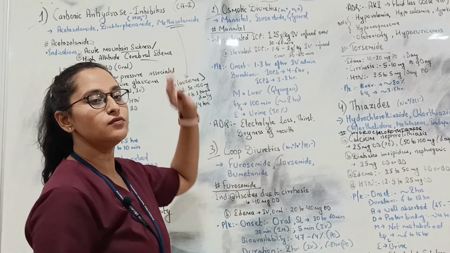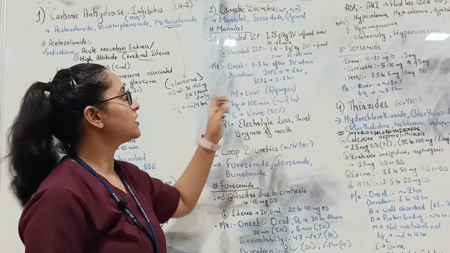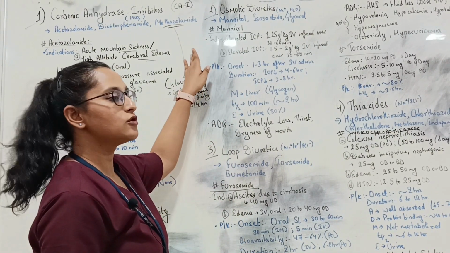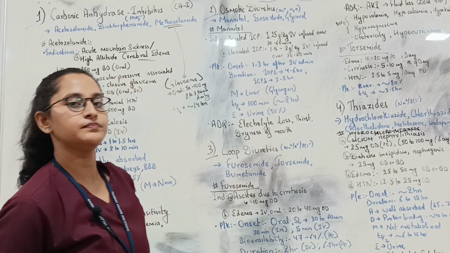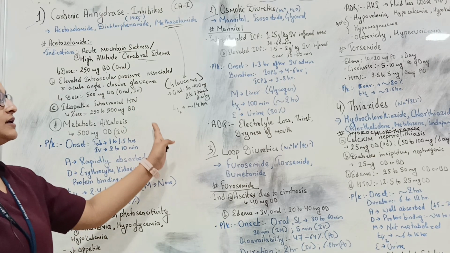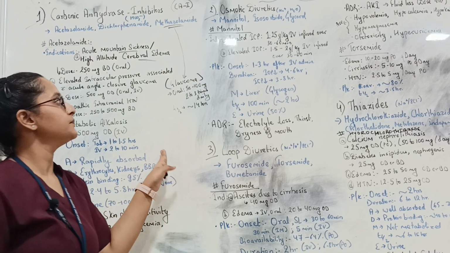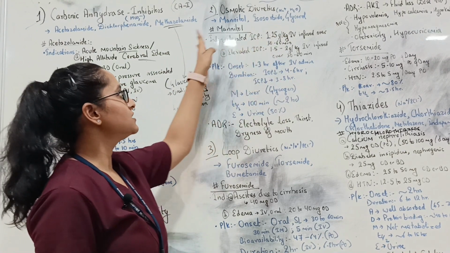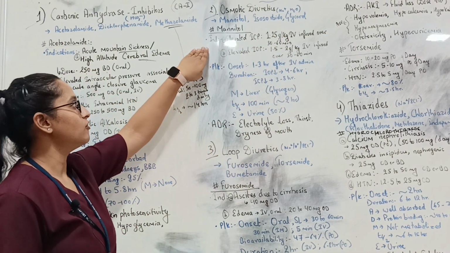Now the second one is osmotic diuretics. It is the inhibitors of water and sodium reabsorption. Which is the site of action for osmotic diuretics? It is the descending loop of Henle. The drugs are mannitol, isosorbide, and glycerol. I'll just explain about mannitol since it's there in the formulary.